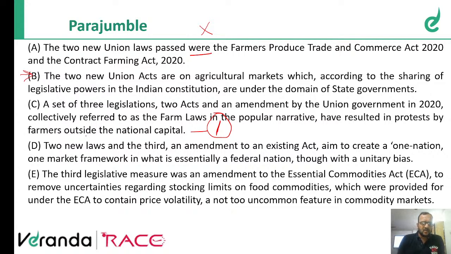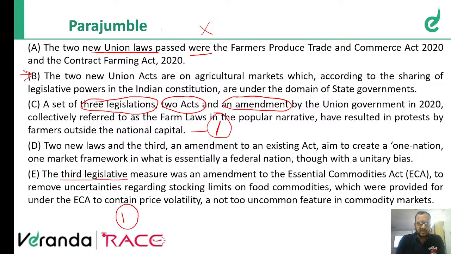Okay. Next can be, if we see the 2 new union laws passed were, okay, so it talks about legislations first, acts second and amendment third. So let us arrange other sentences based on that. So you see, this is the first one after C. This is the laws number 2. So this will be 1 after C.